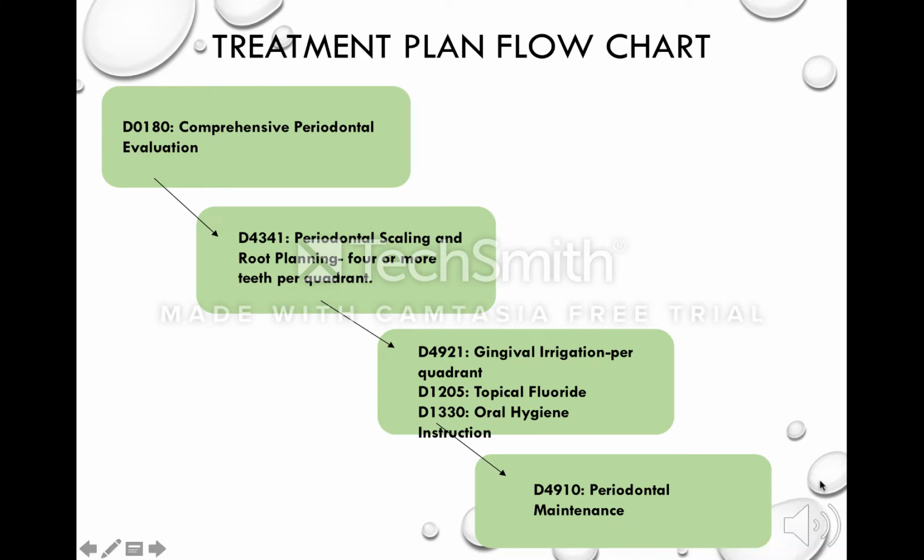We would start with a comprehensive periodontal evaluation, which would decide our plan for SRP and any referrals that we would need to make to Robert. After the SRP, gingival irrigation, fluoride application, and oral hygiene instruction would be done. Then Robert would continue to come back for 3-month periodontal maintenance visits.